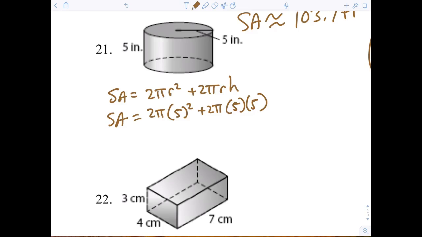All right, somebody tell me the answer. Come on, Mia. 2. Anybody else? So I got 2 different answers. I need some confirmation here. Boys. 314. Yeah, I got 314.2.